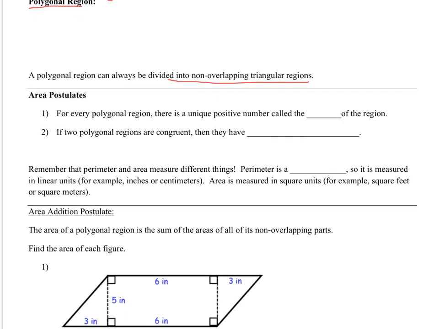Then, following right along in the book, it goes into the area postulates. For every polygonal region, there is a unique positive number called the area of the region. This is the same area postulate: if two polygonal regions are congruent, then they have equal areas.